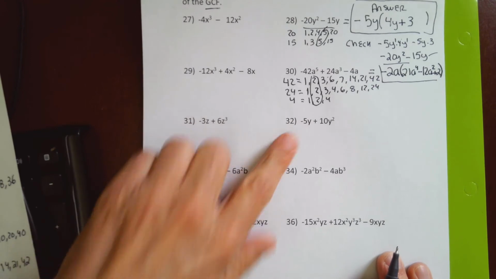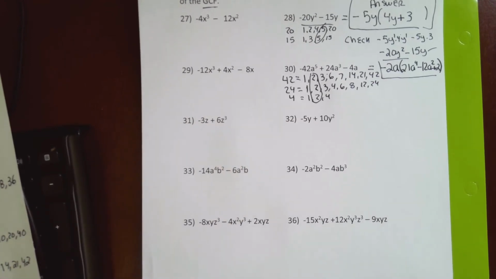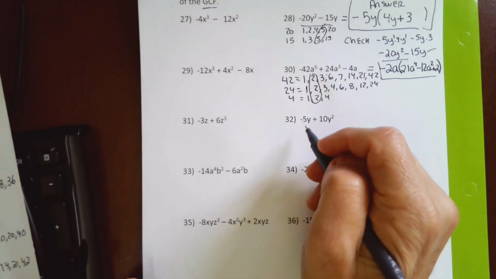32 is written in a bad order. 31 is written in a bad order. I'm just going to leave that bad order. I don't know when it would be preferable to have something written in a bad order, but this is written in a bad order. So I'm going to find the GCF real quickly.